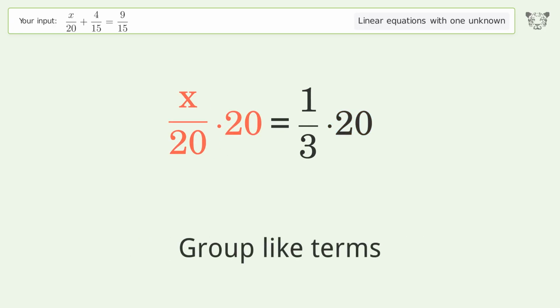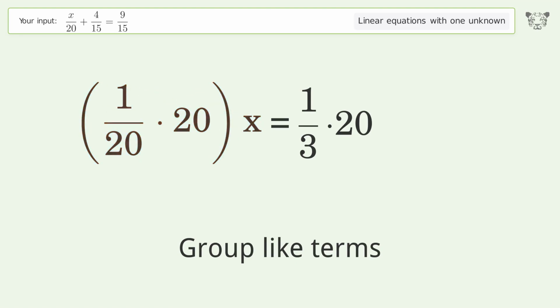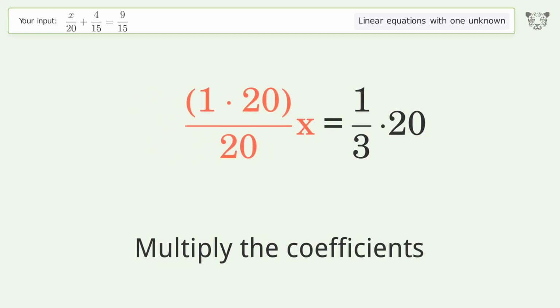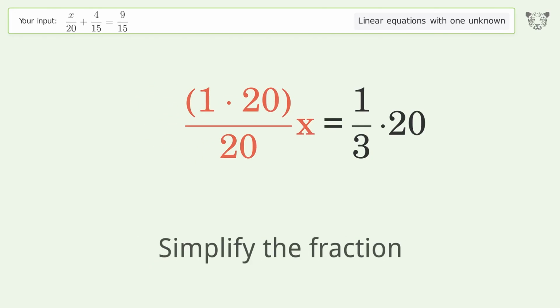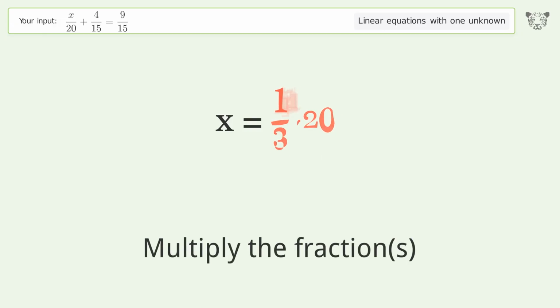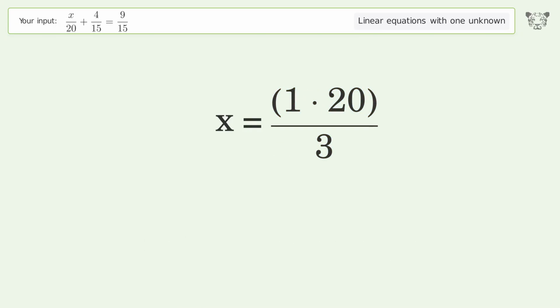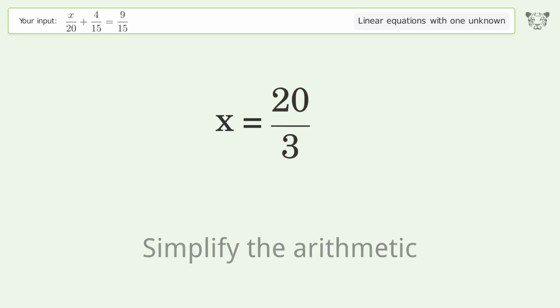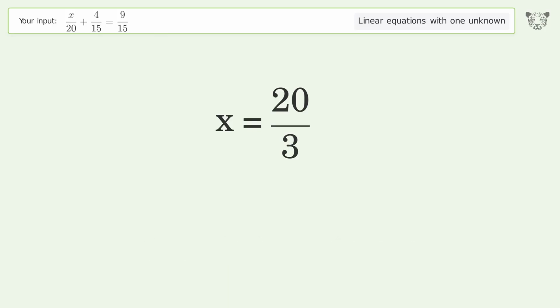Group like terms. Multiply the coefficients. Simplify the fraction. Multiply the fractions. Simplify the arithmetic. And so the final result is x equals 20 over 3.